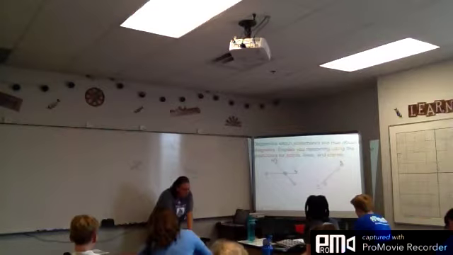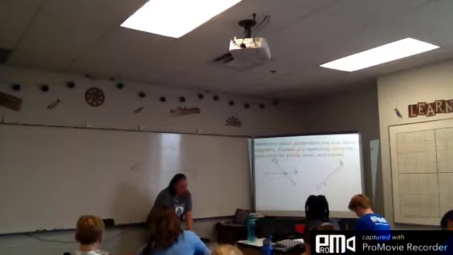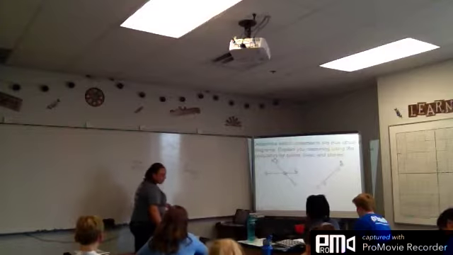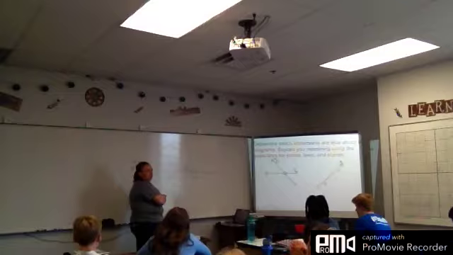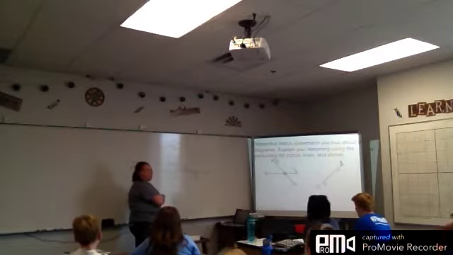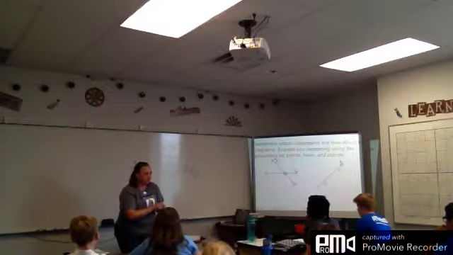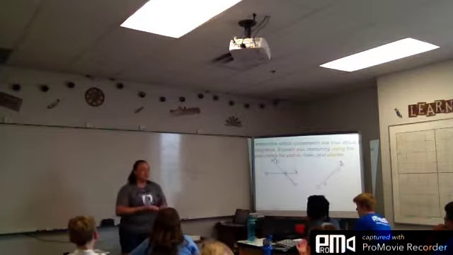It says determine which statements are true about the diagrams. Explain your reasoning. So if it says lines M and N intersect at points D and G, is that true or false? False. Okay, what's false about it? They only intersect at G. Okay, they only intersect at G, but how can I prove that that's the truth? By math. How can I prove that they only intersect at one point?